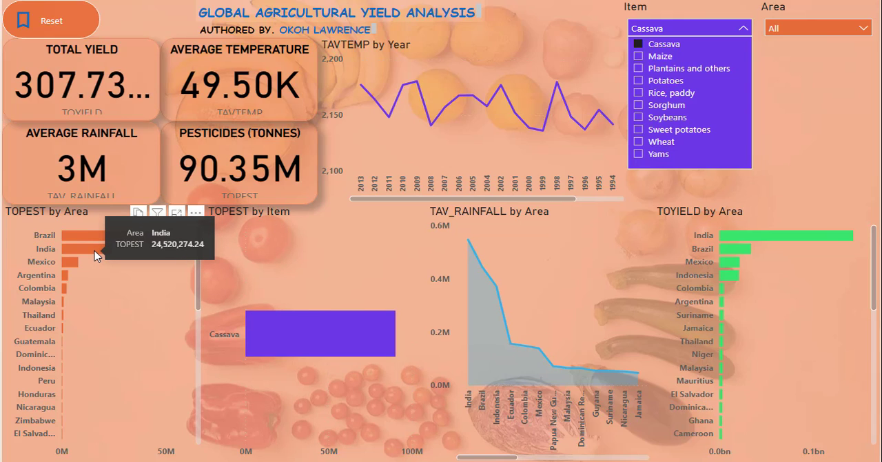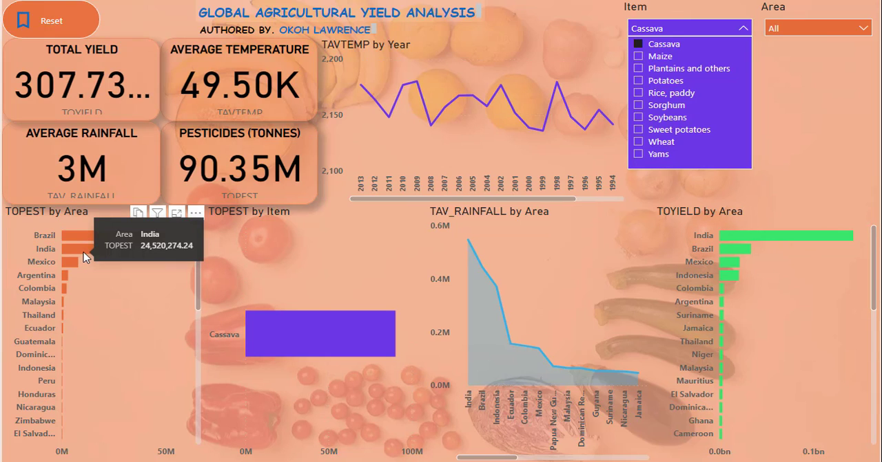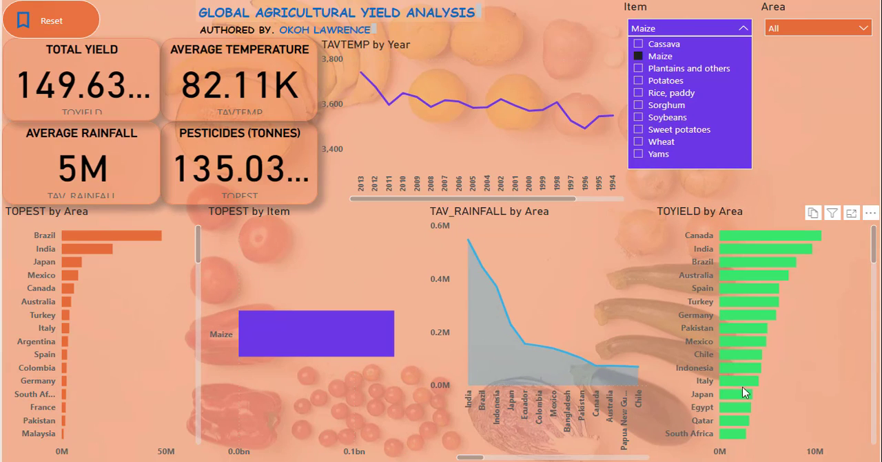So it means that in cassava production, India, although scoring highest, also has a comparative, absolute advantage over Brazil. So we look at maize, and we see that Canada tops the list. Also, India is second. Brazil comes third. On pesticide use, we see that Brazil spends more, followed by India, Japan, Mexico, then Canada ranking 5th here.